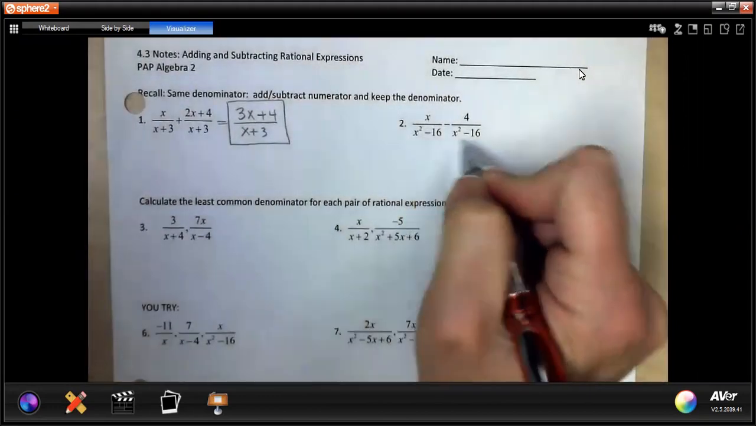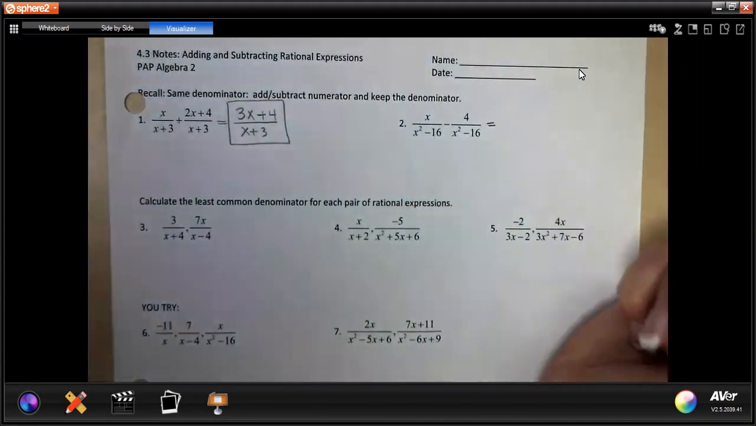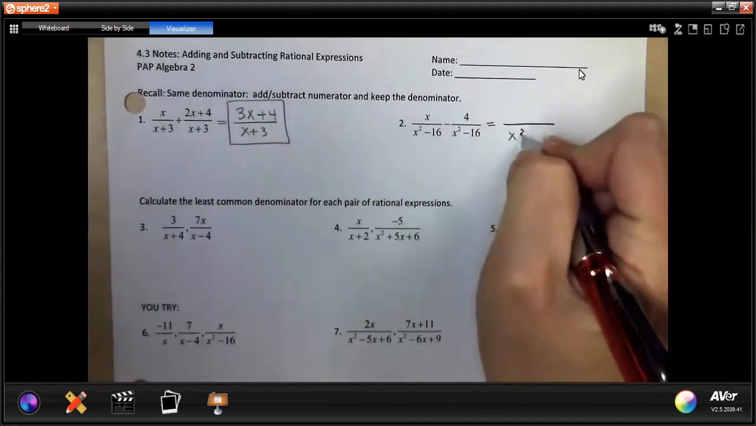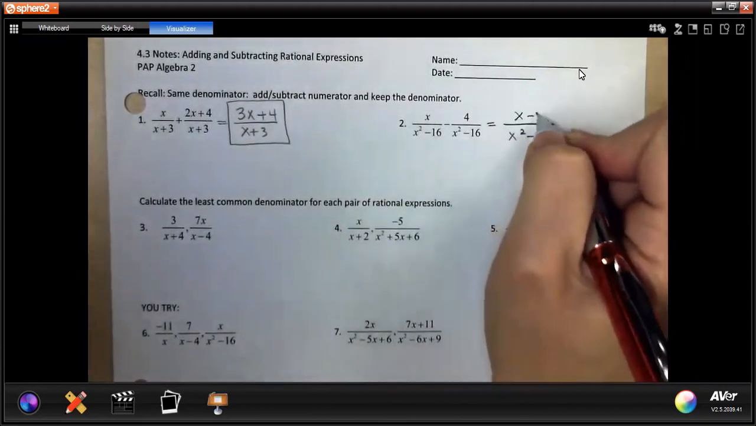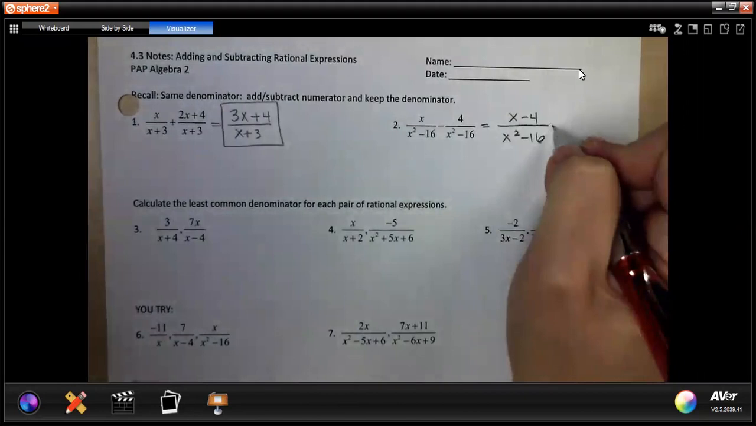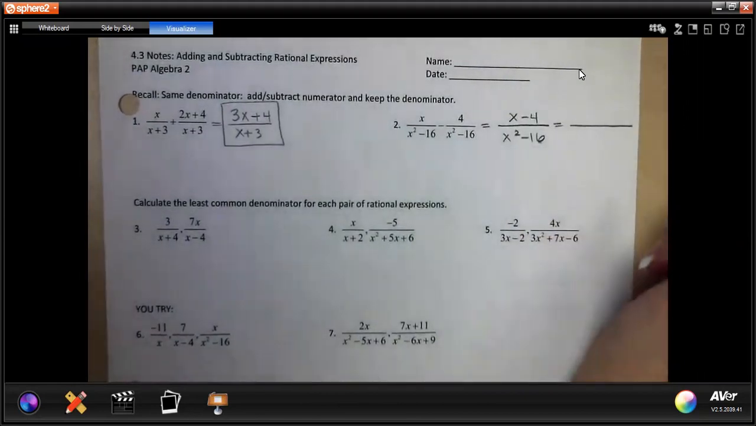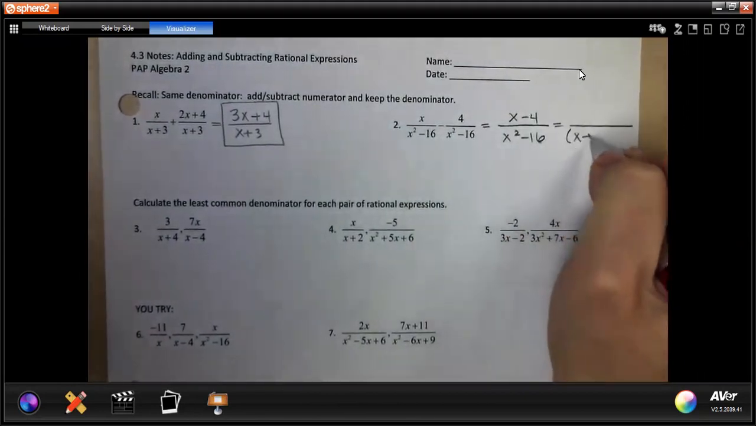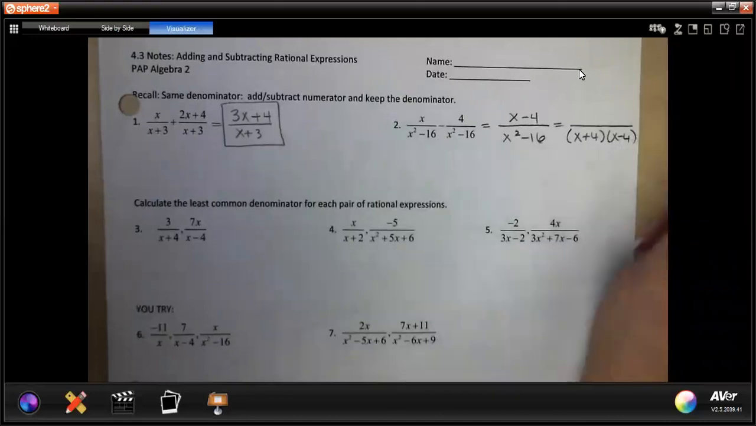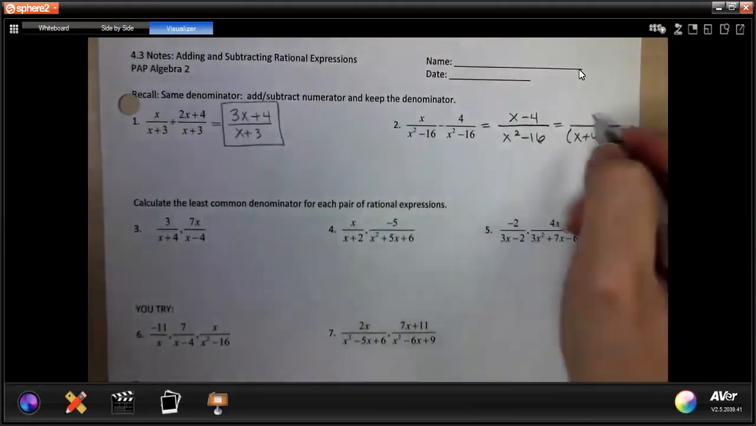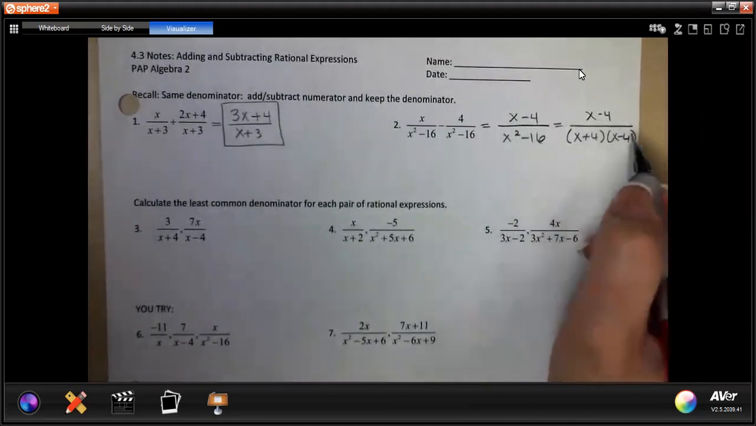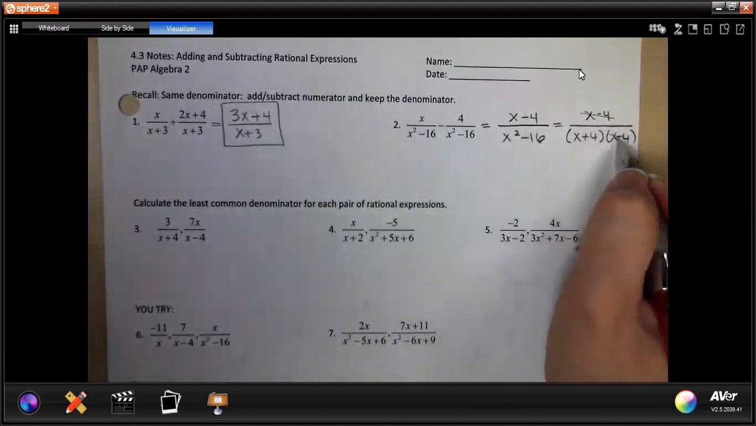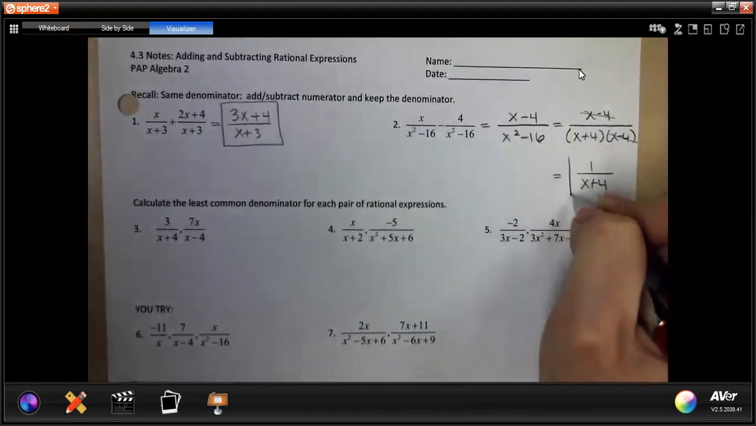For subtraction, same thing here. We keep that denominator. And then we subtract the top, x minus 4. In order to reduce this, I would have to factor to see if anything reduces. So x plus 4, x minus 4 on the bottom, because that's the difference of two squares. Now these two are exactly the same factor, so that can cancel. That entire x minus 4 cancels the x minus 4. So we've reduced this to 1/x plus 4.